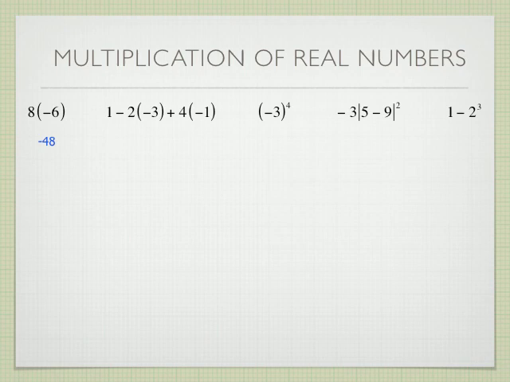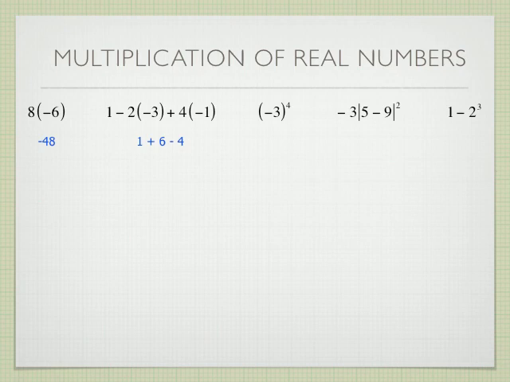Okay, 1 minus 2 times negative 3 plus 4 times negative 1. I'm going to do my multiplications first. Negative 2 times negative 3 is a positive 6, and 4 times negative 1 is a negative 4. Pause that and make sure it makes sense to you.